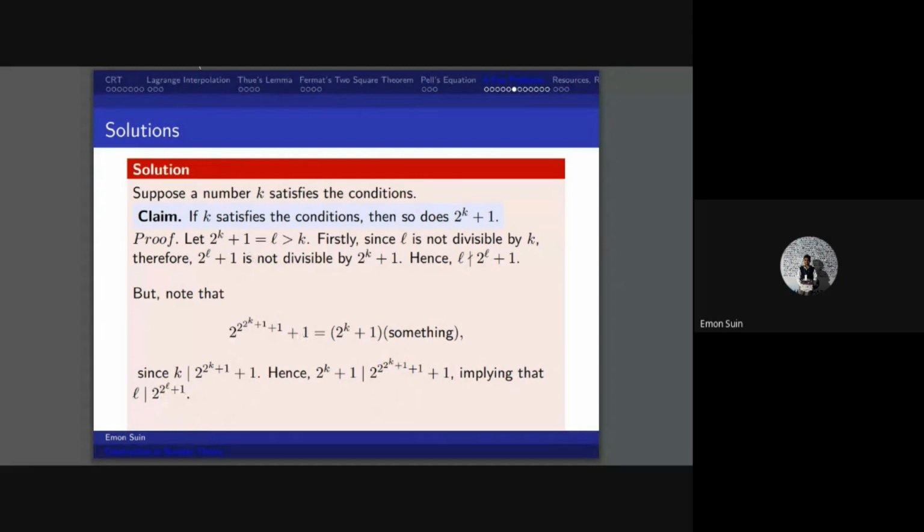So what do we require? We required that L does not divide 2^L plus 1 and L divides 2^(2^L+1) plus 1. And we are just getting this exact same thing. That means L satisfies the conditions, and that means if k satisfies the conditions, then so does 2^k plus 1.